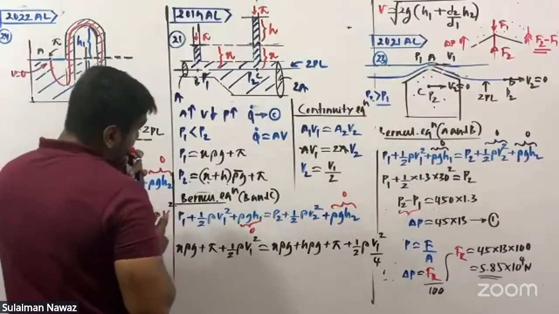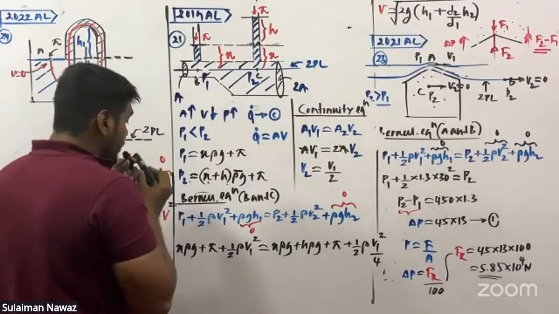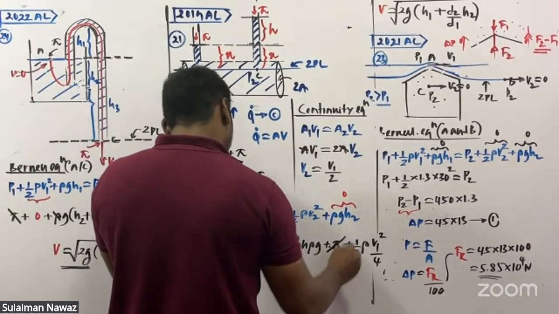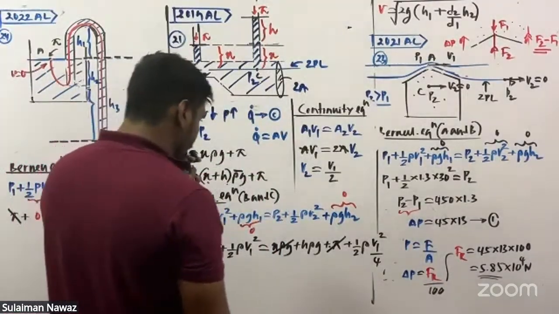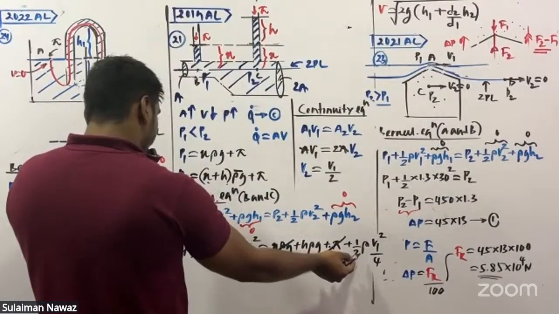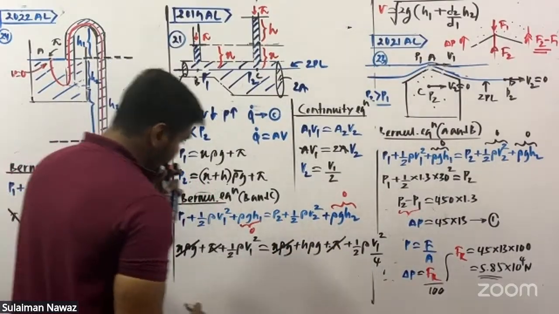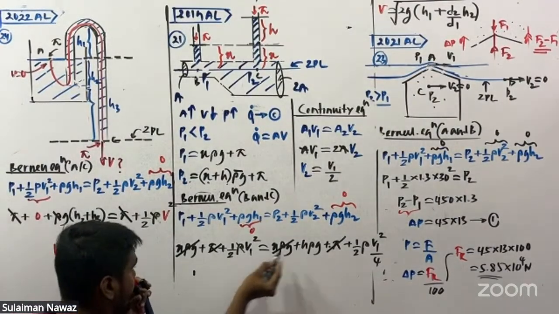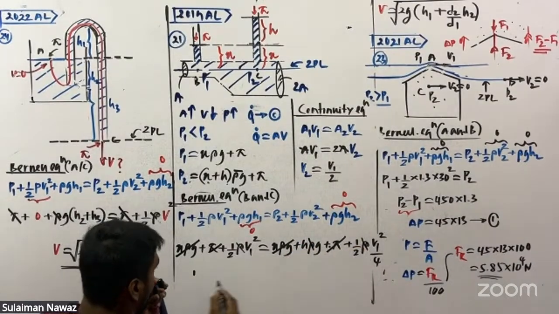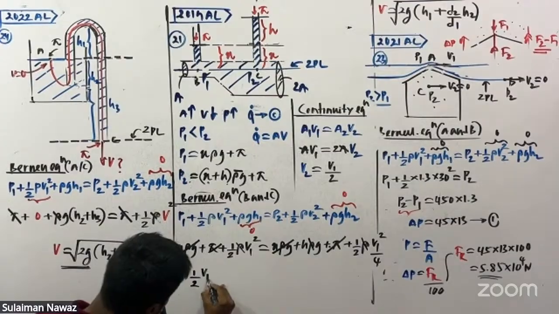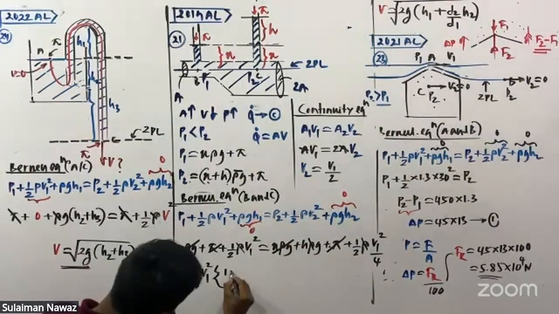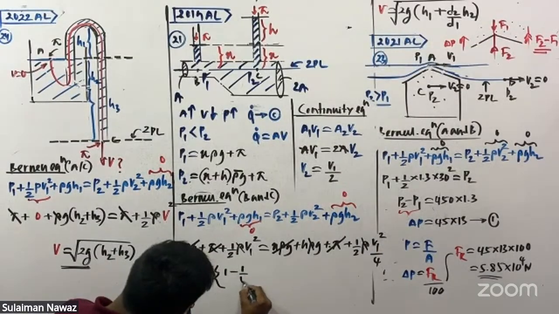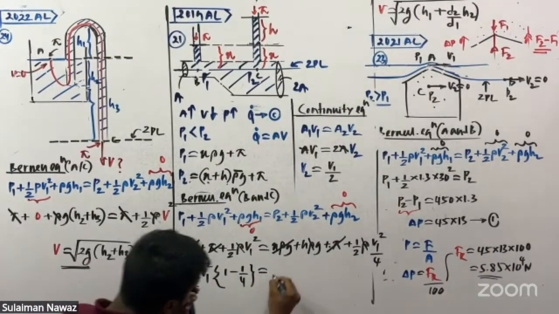Now I want to find the flow rate. Cross-sectional area times velocity is the flow rate. Rho g pi cancel out. Then if you bring this half rho v1 squared over 4 to the left, you can take a common factor half v1 squared. The rho terms also cancel out. Then 1 minus 1 over 4 must be equal to hg.